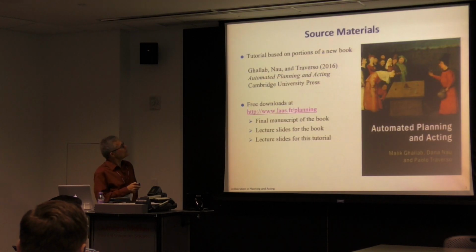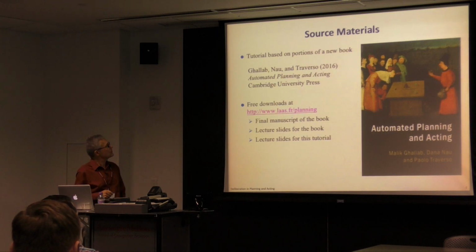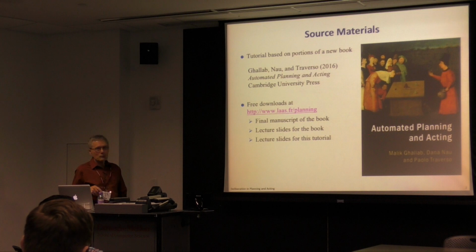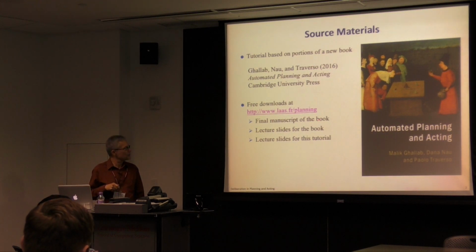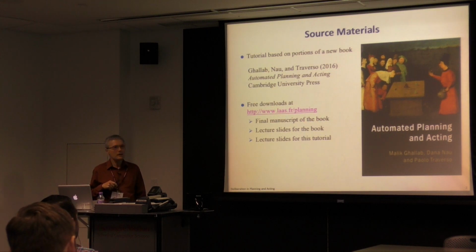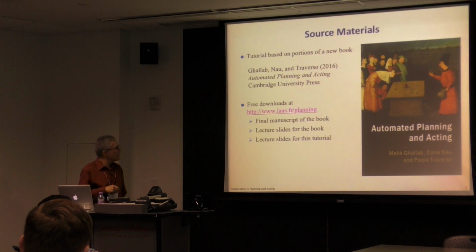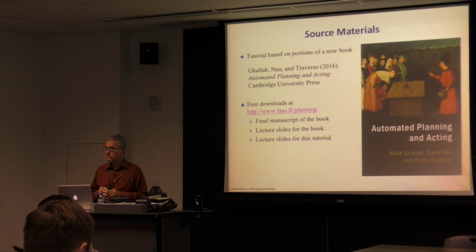All right. The source material for the tutorial is based on some portions of a new book that came out in 2016 on the subject of automated planning and acting. If you want to buy the book, that's fine, but you don't have to. You can download the final manuscript of the book at this website. It's not typeset the same way as the book is, but it has the same material in it. Also, some lecture slides that I prepared for the book you can get there, and all of the lecture slides for this tutorial are currently there. Okay?